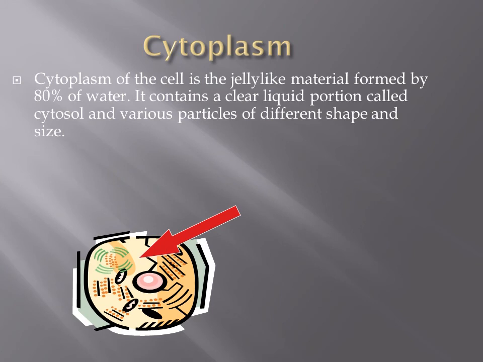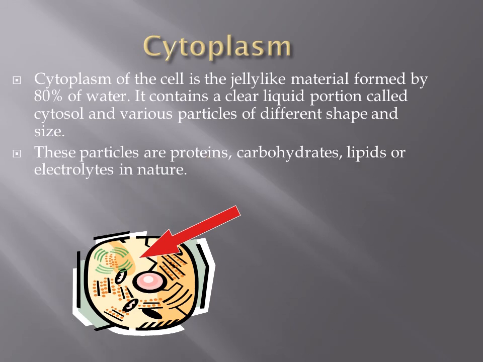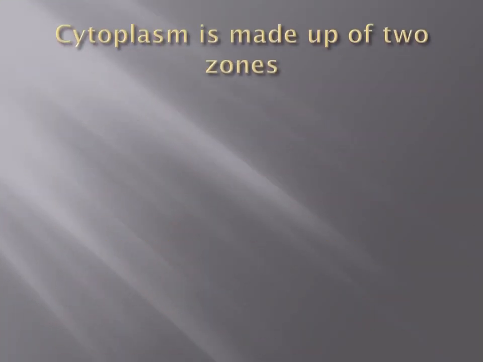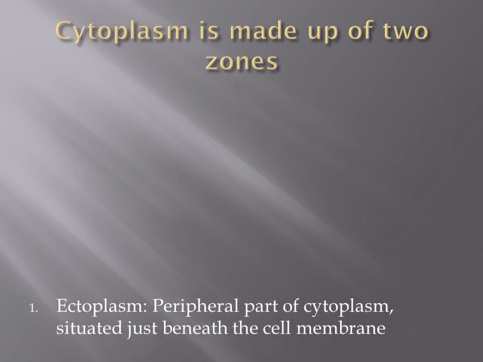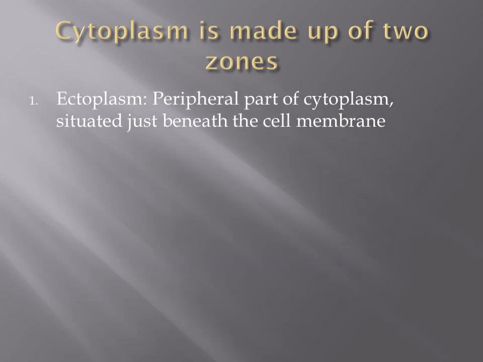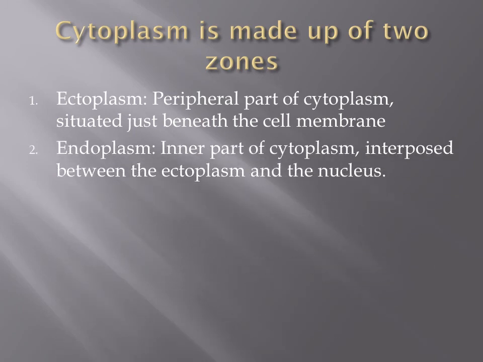Cytoplasm. Cytoplasm is a jelly-like material formed by 80% of water. It contains a clear liquid portion called cytosol and various particles of different shape and size. These particles are proteins, carbohydrates, lipids, or electrolytes in nature. Cytoplasm is made up of two zones: ectoplasm, the peripheral part of cytoplasm situated just beneath the cell membrane, and endoplasm, the inner part of cytoplasm interposed between the ectoplasm and nucleus.